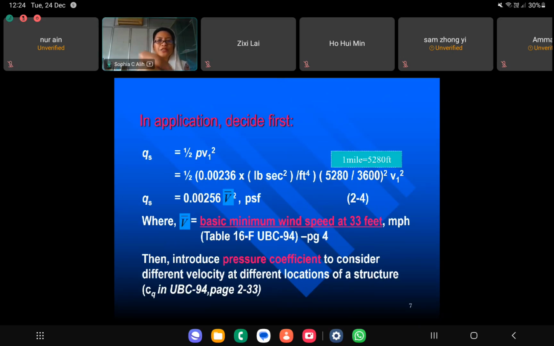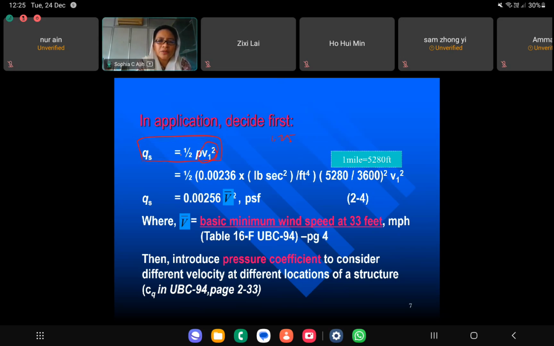So in our design, first we decide what your QS, the stagnation pressure, is. The stagnation pressure depends on your velocity. Remember I mentioned that you need to check your national annex for your basic wind speed. This is the one that you're going to decide first. For density, it is very common to use 1.5 for the normal area. Or if you have a more specific site condition, then you need to check the density of the air in that area. Then velocity is the one that you can get from your national annex.